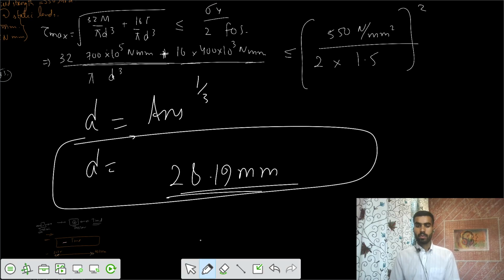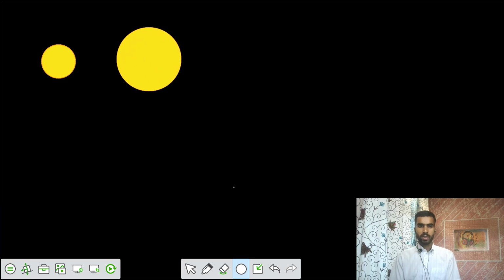So let's take one more, let's call it problem 4. The problem says we have two different solid shafts. One is having diameter d1 and the next one is having diameter d2. Now the thing is that there are two different solid shafts.